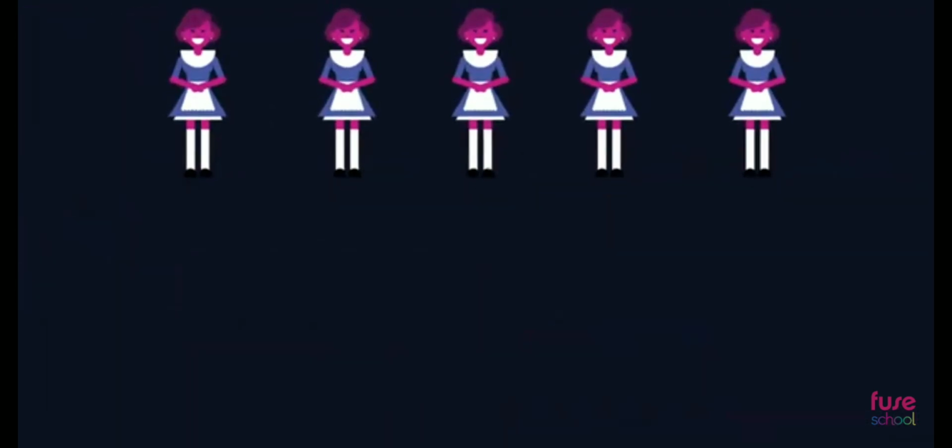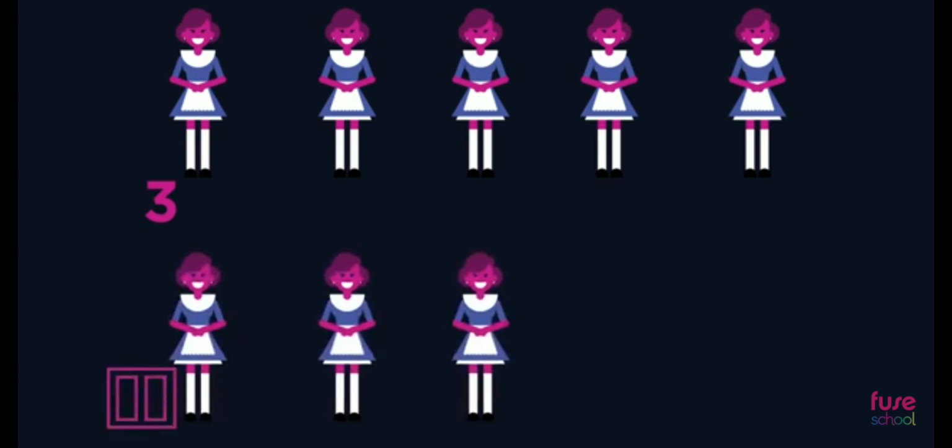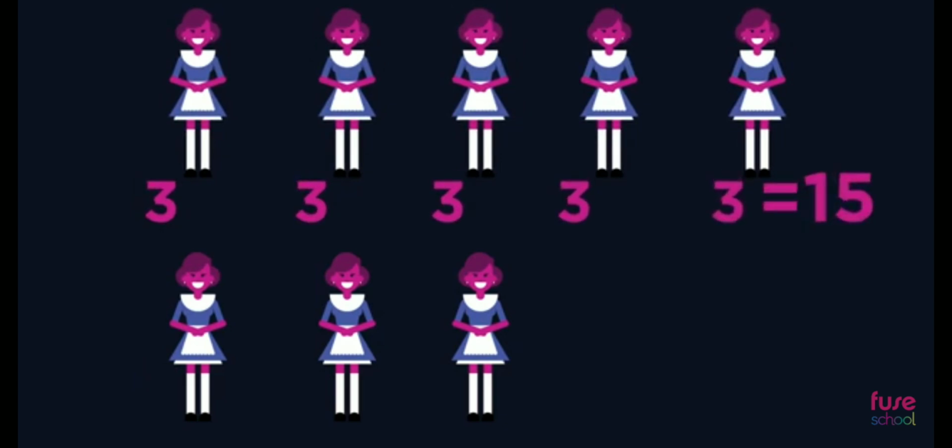Consider this scenario. If it takes 5 cleaners 3 hours to clean a building, how long do you think it will take 3 cleaners? Pause the video and have a go. 5 cleaners taking 3 hours means that 15 hours of cleaning had to be done. Therefore, if 3 members of staff are cleaning, they have 15 hours of cleaning to do. Therefore, it will take them 5 hours.